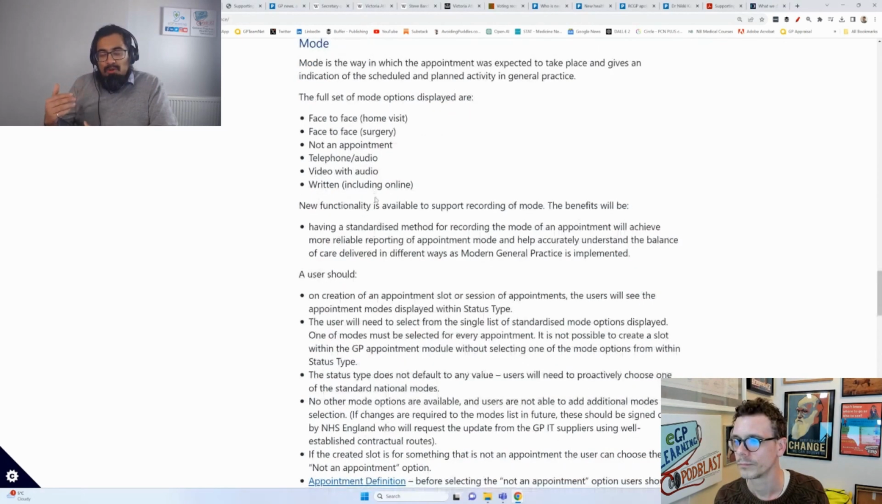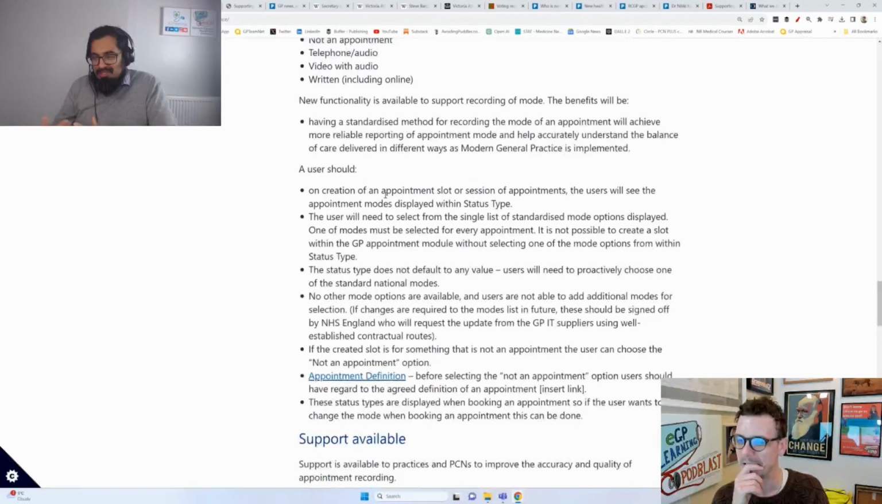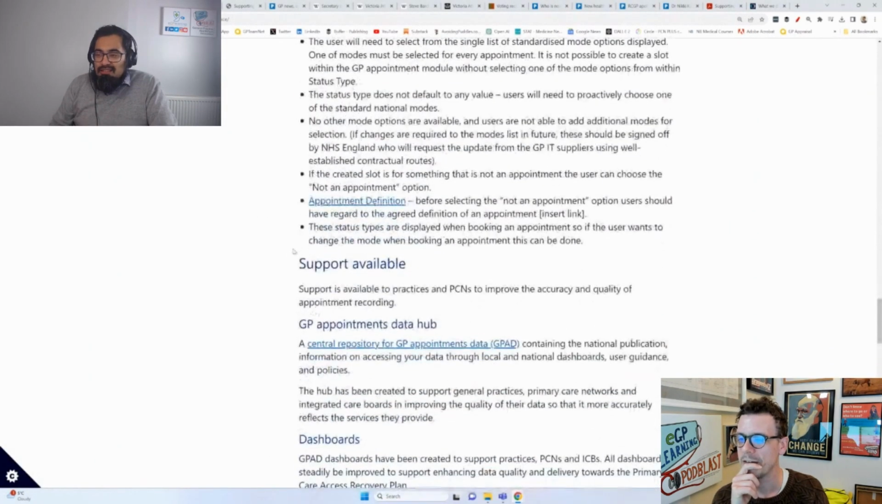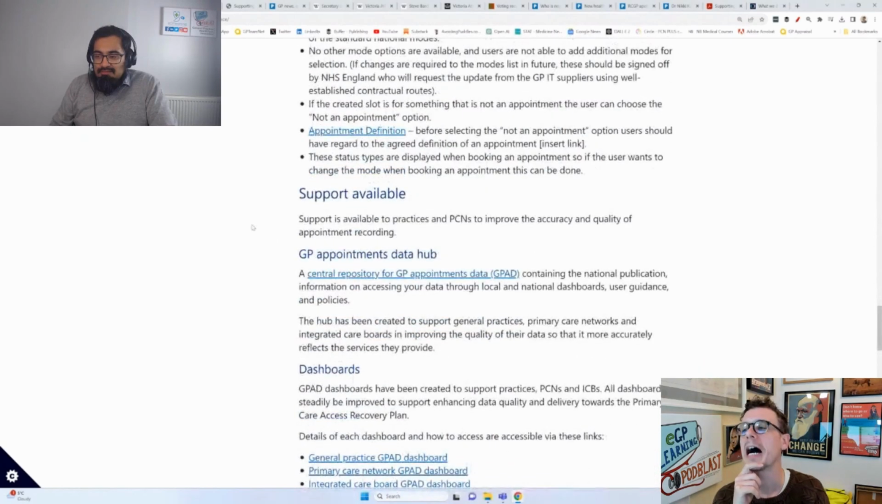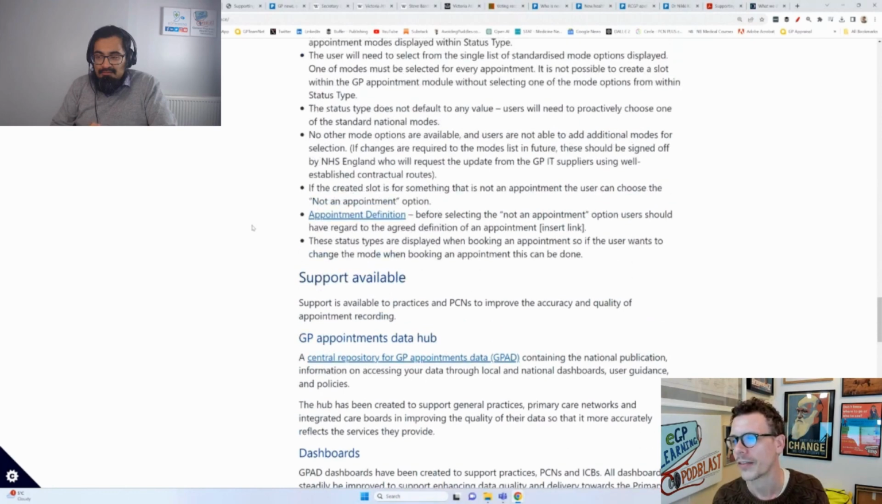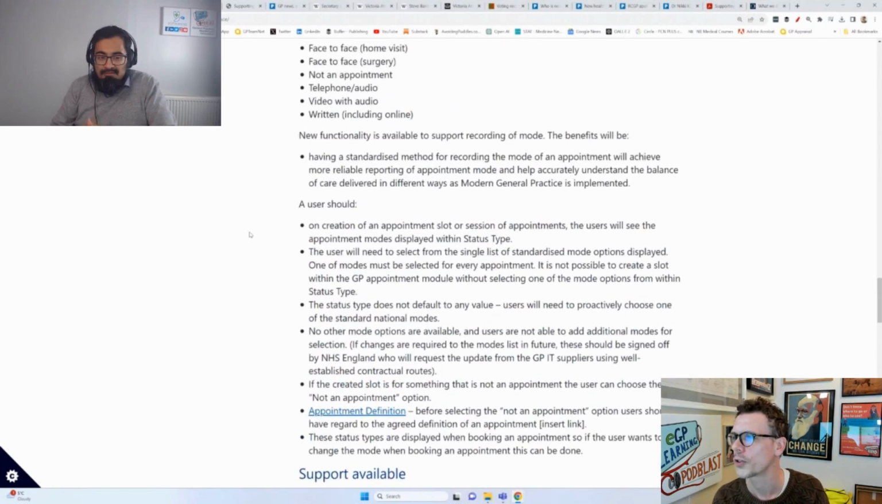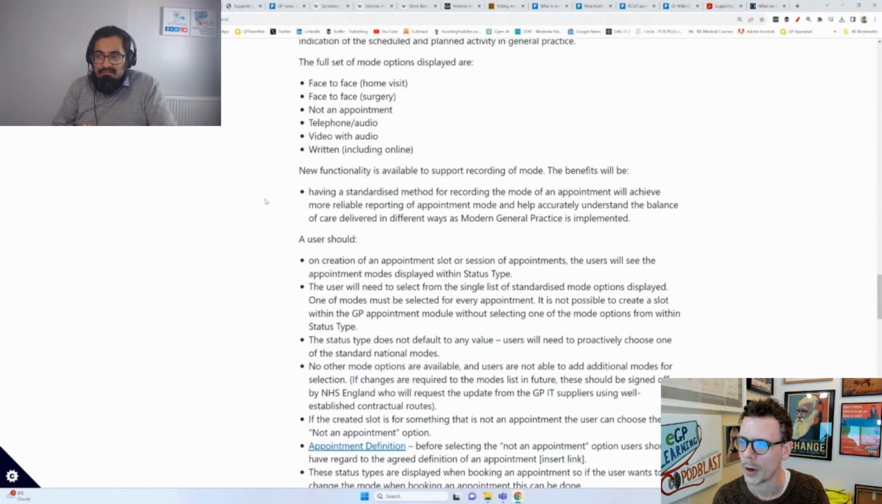And then it talks through, basically, a step-by-step process of how you need to put these into the appointment slot, appointment books, which is quite nice. And then, as you can see, there's the link to the appointment definition article that Andy and I just showed you. Yeah. And then obviously there are links to support for putting this in place. And I think the new functionality here, I believe, is the modes. That's what it's saying here: the new functionality around the mode.